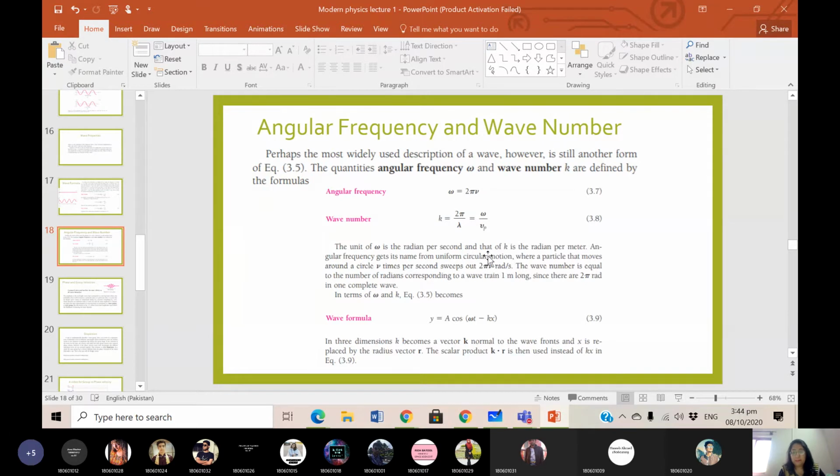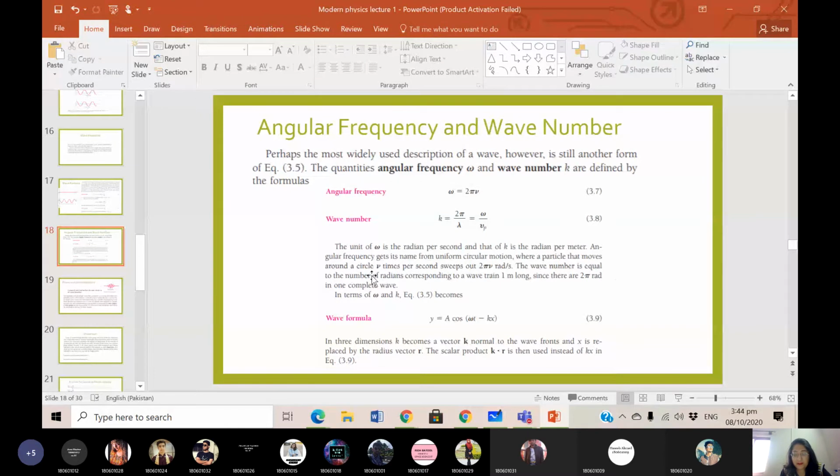So what will its units be? We have radians per second and radians per meter. So what will the units of velocity be? Radians per second divided by radians per meter. So it'll be meters per second. So basically, again, we get the same. We confirm that these equations are correct because we get the same unit for our speed, which is meters per second.